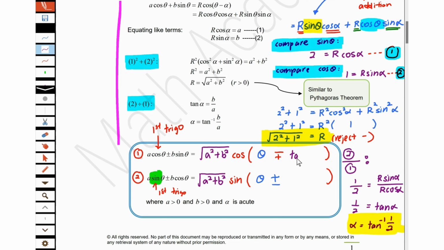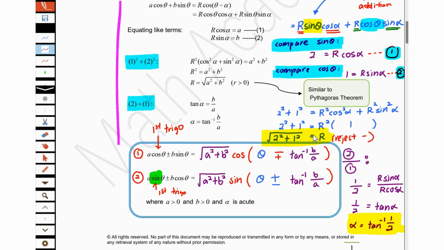It will always be a tangent inverse. Your second coefficient is called B. First coefficient is called A. It will always be B over A. Same thing one more time: tangent inverse, second coefficient divided by first coefficient.